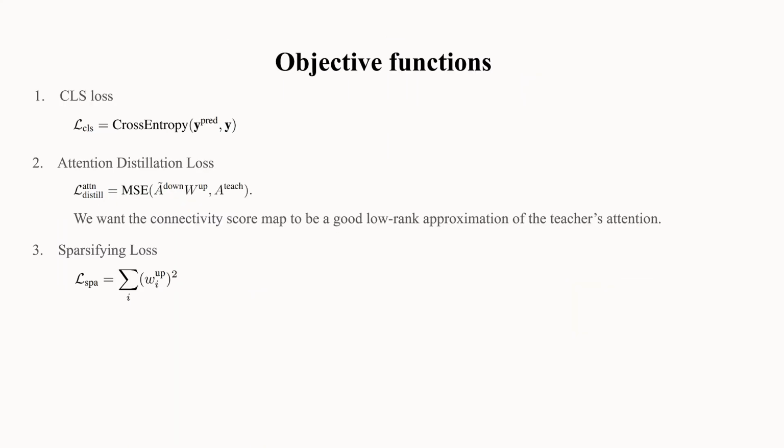We adopt the standard cross entropy loss over the predicted class distribution and ground truth to train Sparsifiner. To speed up the convergence of Sparsifiner, we use another dense backbone vision transformer model as a teacher within a knowledge distillation framework. We introduce attention distillation loss that minimizes the Euclidean distance between the connectivity score map and the teacher dense attention. To enforce the sparsity of the up-project matrix, we use L2 regularization. In our experiments, L2 gives better training convergence than L1 with sufficient sparsity.